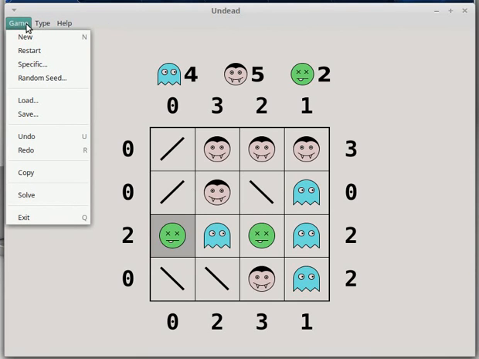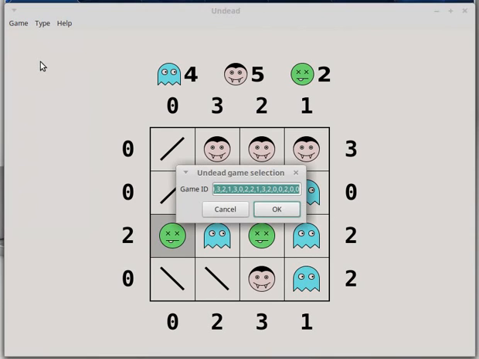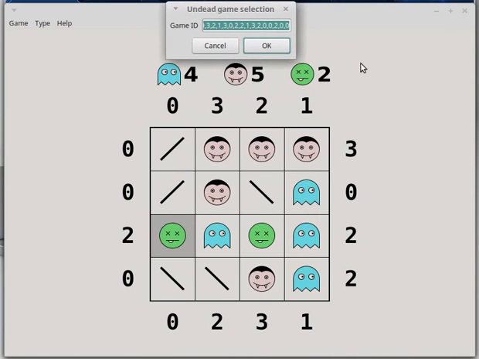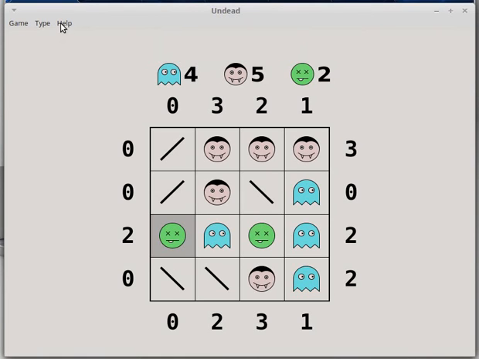The only other thing I will mention is that each of these games have an ID, and you can enter the specific ID to play this game. There's the ID. I realize that's kind of long, but you would enter that game ID, and then you can play this exact game. Well, I hope you found that helpful.